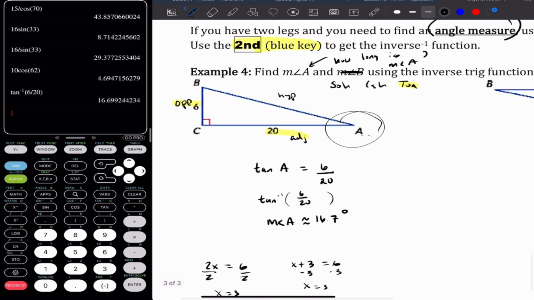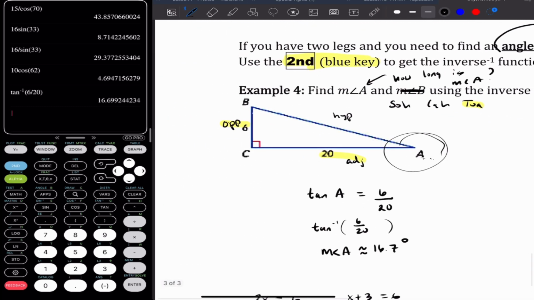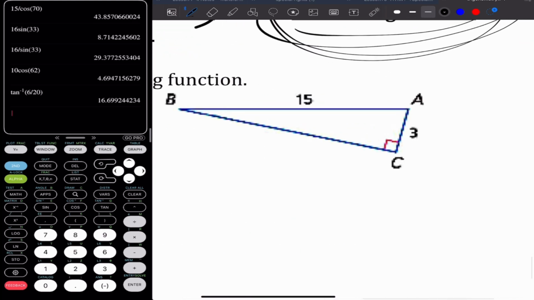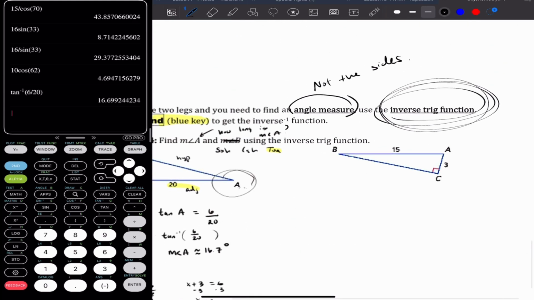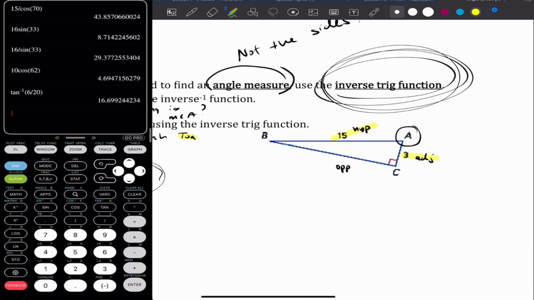Okay, let's do another example. We're going to use a different example here. I'm not going to find the measure angle B. I want to save some time, and I just want to get to the point. So let's look at this. We're going to find measure angle A here. And measure angle A is my angle of reference. This is opposite. This is hypotenuse. This is adjacent. Note that my hypotenuse and my adjacent are the given information that I have on paper originally. So I have adjacent over hypotenuse.